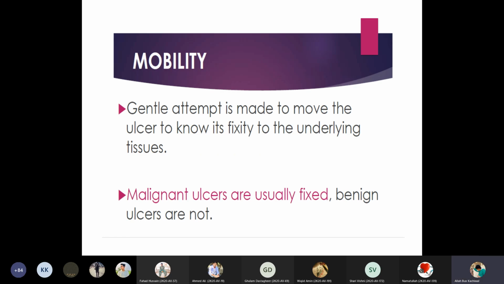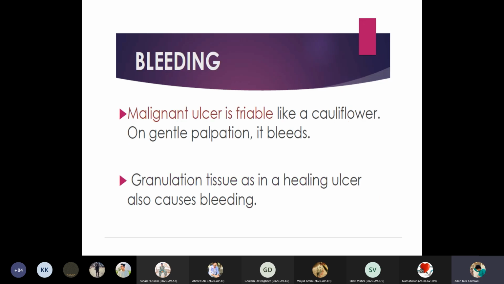Mobility: make a gentle attempt to move the ulcer to see fixity to the underlying tissues. So malignant ulcers are usually fixed, benign ulcers are not. Bleeding: malignant ulcer is friable like a cauliflower. On gentle palpation, it bleeds. Granulation tissue, as in healing ulcers, also causes bleeding.